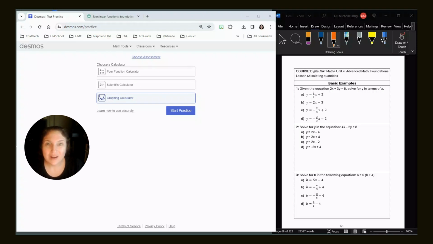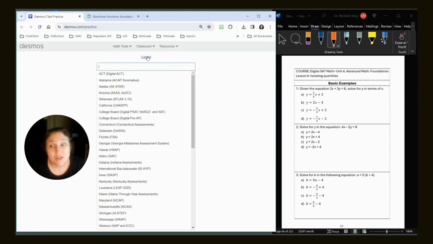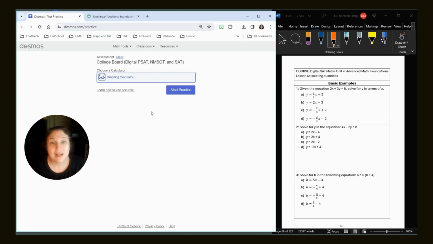Right now we are helping you be the best that you can be on the PSAT, SAT math portion by using the Desmos calculator. Remember, all of my stuff aligns to Khan Academy. Right now we're doing Unit 4, Lesson 6 in Khan Academy, the isolating quantities. Make sure you click the link in the description to open up the calculator and that you've clicked College Board.